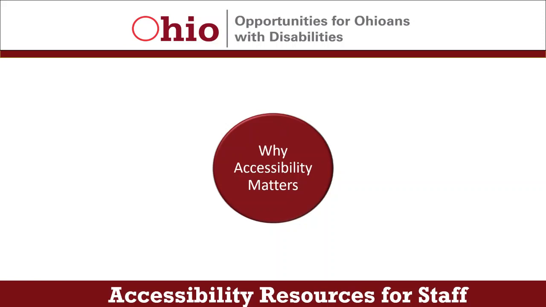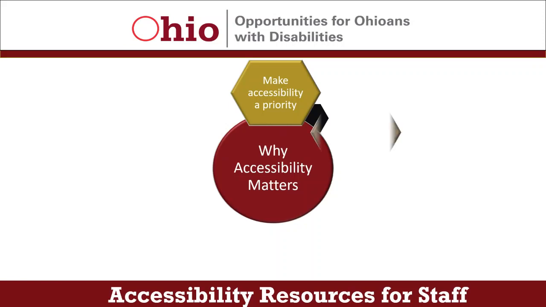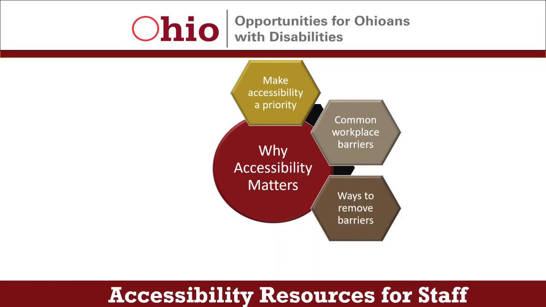From there, emphasize to staff the importance of making accessibility a priority when planning events, creating documents, sending invitations, designing work areas, and starting new projects. This helps ensure accessibility is included from the beginning. Then it's helpful to provide some general education about common workplace barriers and ways these can be removed.